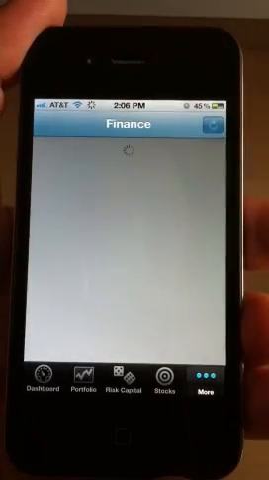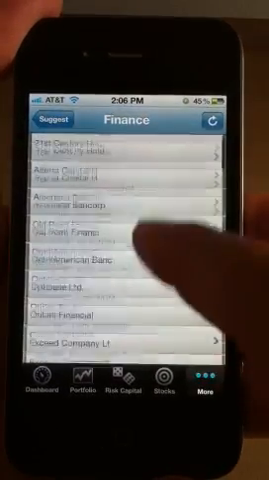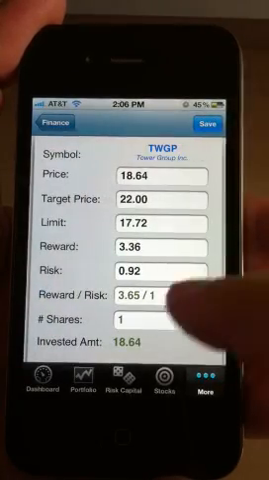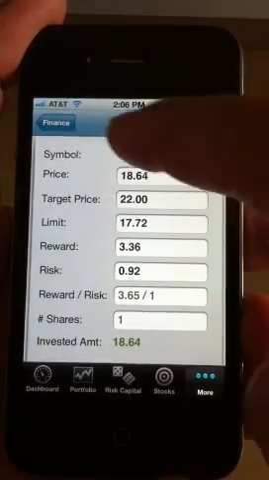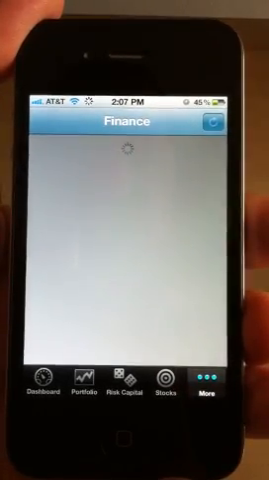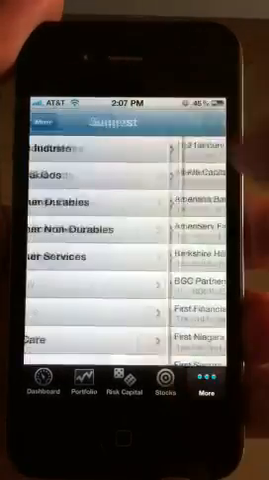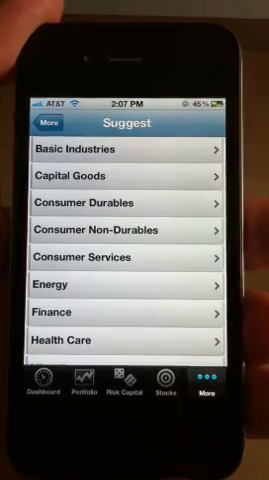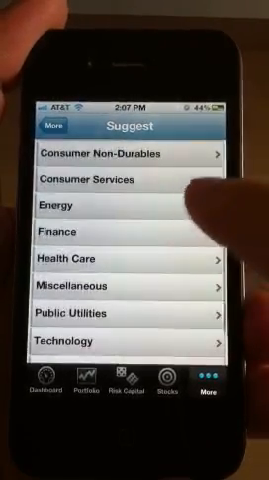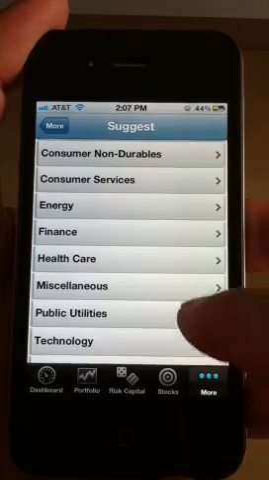Let's find another one. We can find another one, let's say here. This is even better at 3.65, so let's save this one. As you're building your portfolio, you're basically also managing your risk, and you are making sure that you're staying within your risk capital. Let's examine another industry.